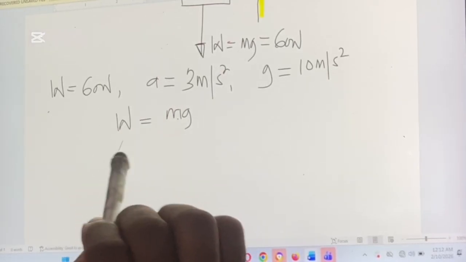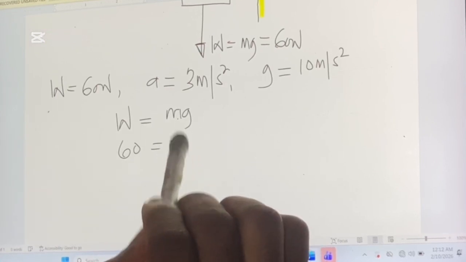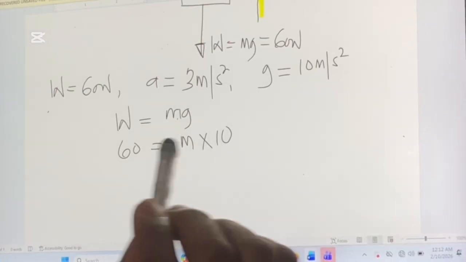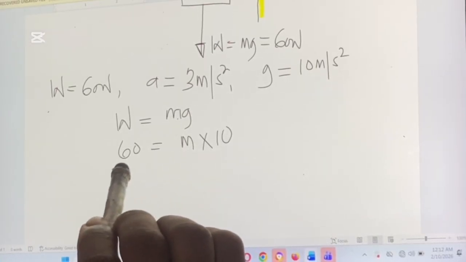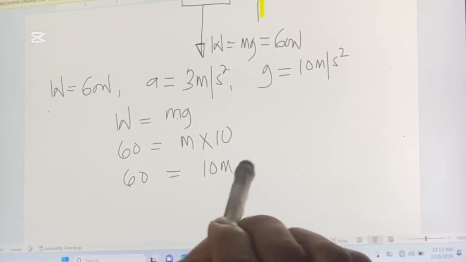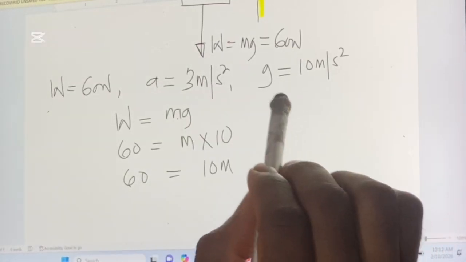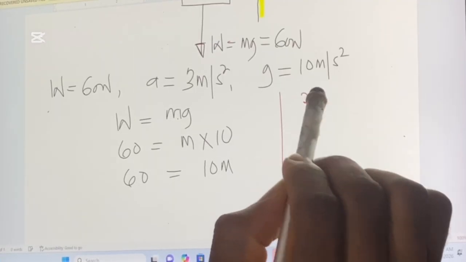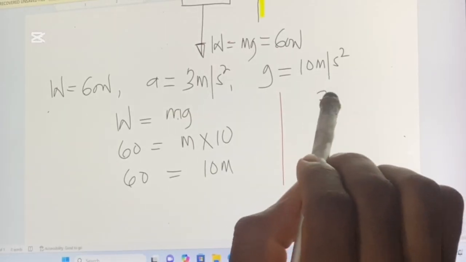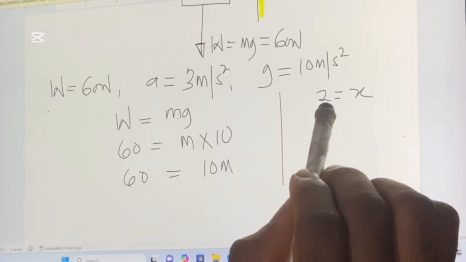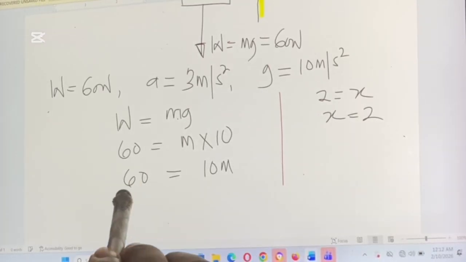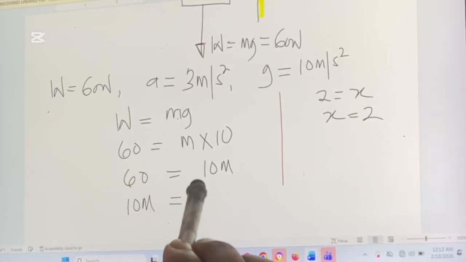Weight is given to us as 60, which is equal to mass times g. g is given to us as 10. Please take note. Making m the subject, I will have 60 is equal to 10m. But don't forget that whenever you have an expression like this, 2 is equal to s is the same as s is equal to 2. So this is the same as 10m is equal to 60.